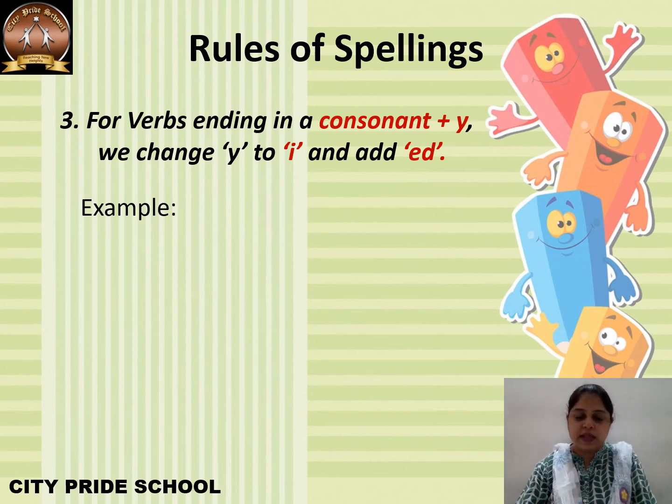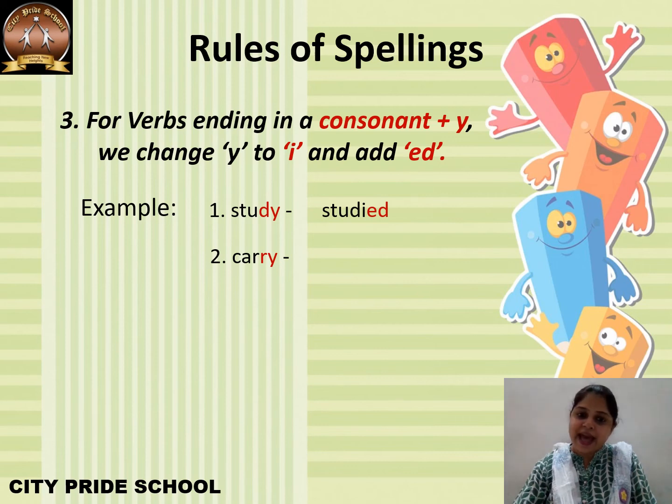Now we will see some examples. Study. Now you can see D is a consonant, and plus y, right? So in this present tense of the verb study, we have D, which is a consonant, plus Y. So to convert it into the past tense, we change the Y to I and we add ed. So present tense is study and past tense is studied.